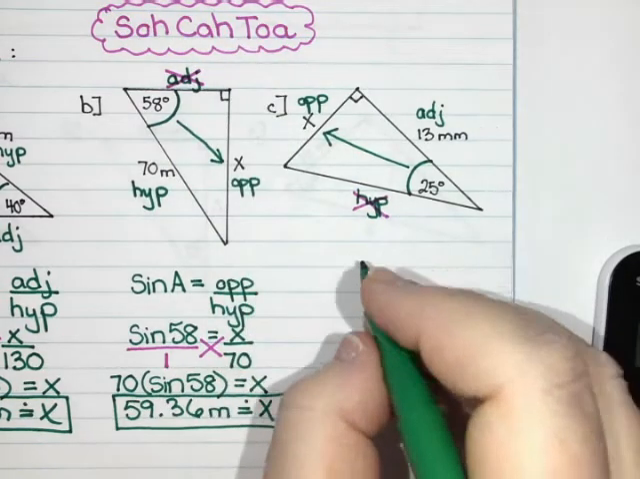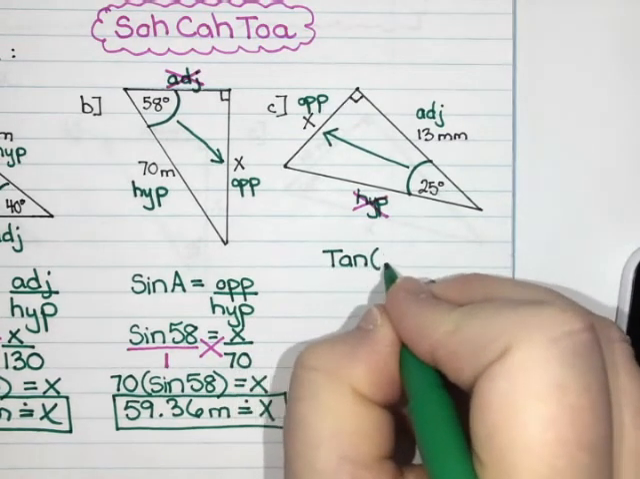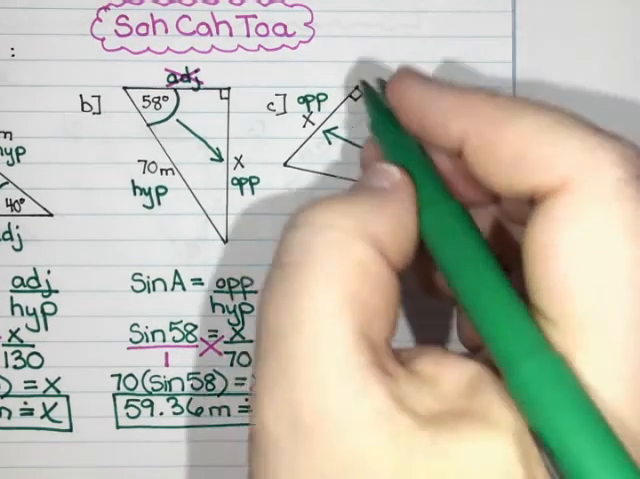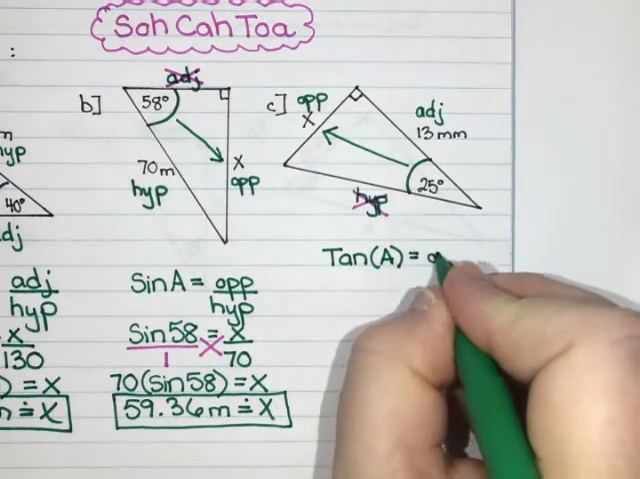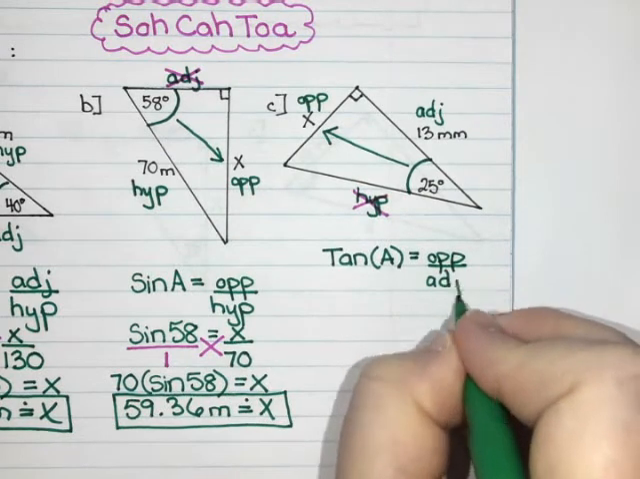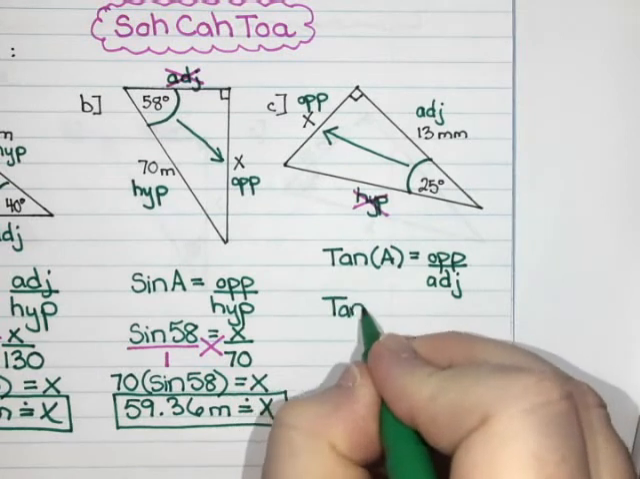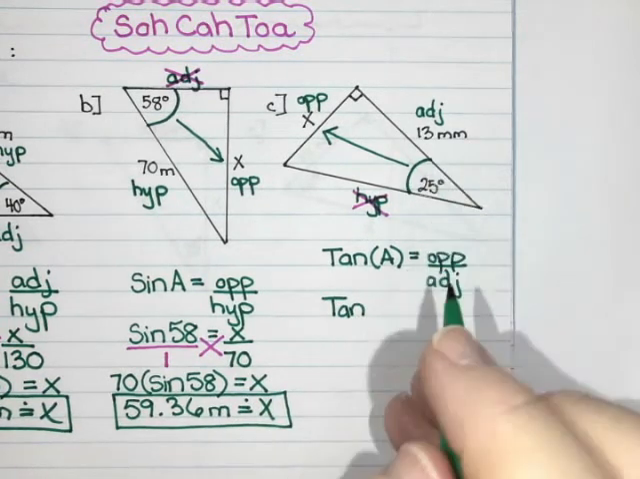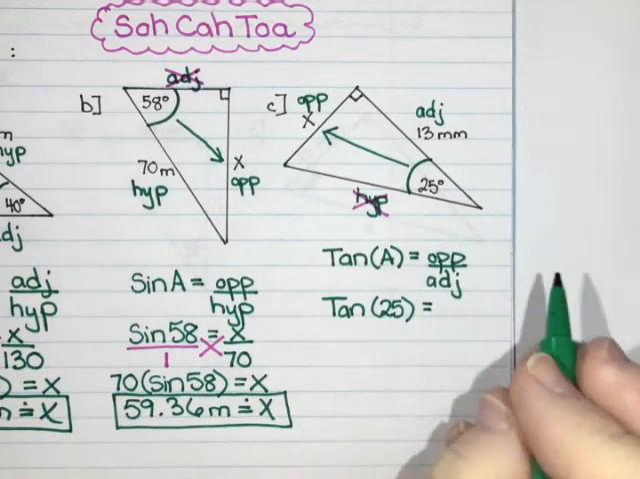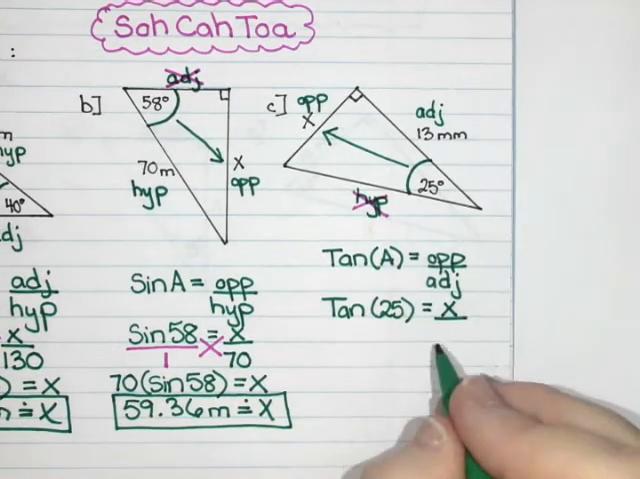So I have OH, I have AH, and then here's the OA, which means we're going to use the ratio tan. So I'm going to say tan of A, and you have a choice. You can put a bracket, you can not put a bracket, it's up to you, is O opposite over A adjacent. So tan of A is my angle, so tan of 25 degrees is opposite X over adjacent 13.